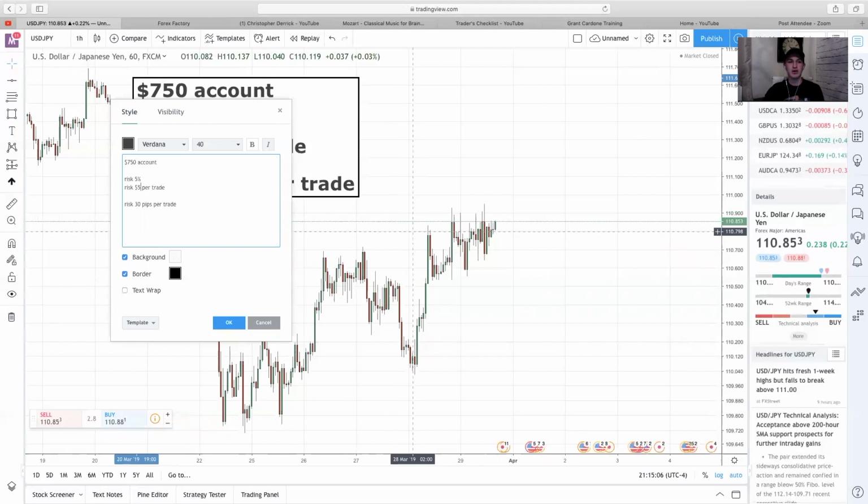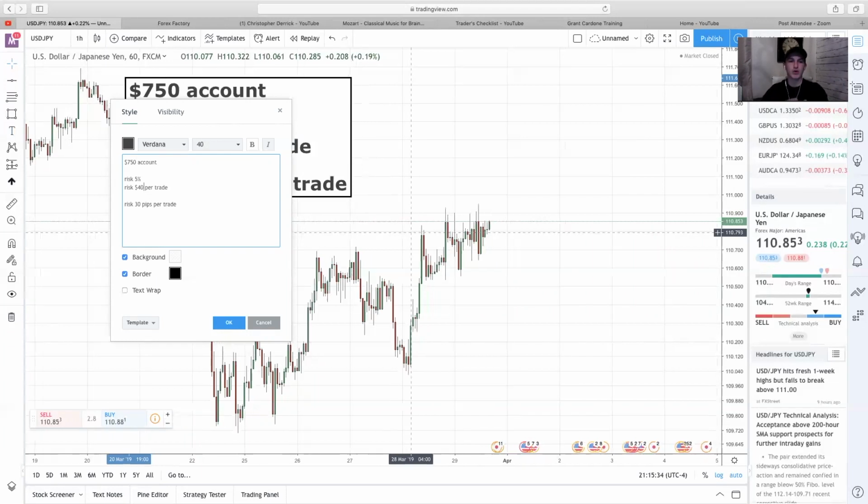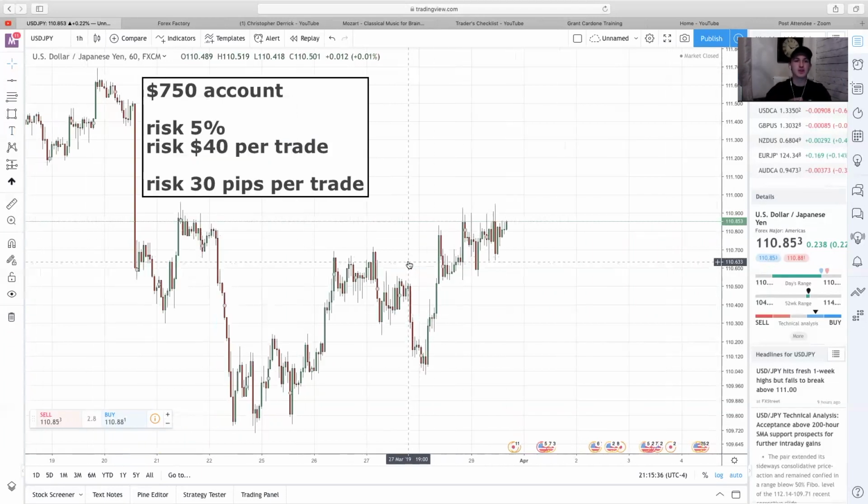5% of 750 is, well, 10% would be 75. 5% of 75, which would be, what was that? Hold on one second. About $38. Yeah, about $38. Okay. So you know what? Let's round out. Let's say we're going to risk $40 per trade. $40 per trade. Okay.